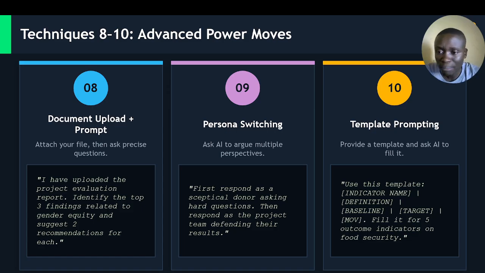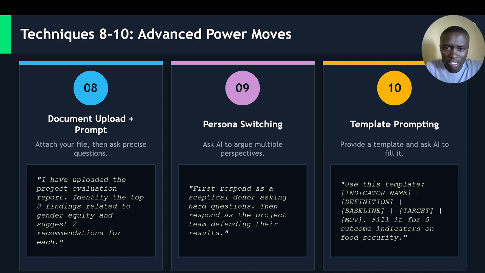Then you have template prompting. With this one, you provide a template and ask AI to fill it. You have an Excel table, or let's say, for example, you want to develop a logframe, or develop a tool. What you do is you get that table and upload it or paste it into your model.